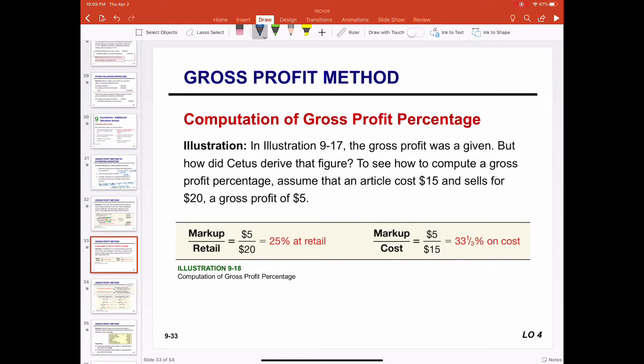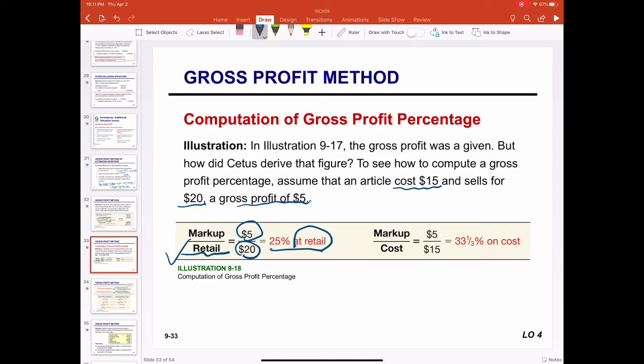So the key here is the gross profit margin. The computation of gross profit percentage depends on the definition. Gross profit can be calculated in two different ways. One is markup divided by retail. The other is markup divided by cost. This example tells us the cost is 15 and the price is 20. The markup, or the gross profit, is $5. If we calculate the gross profit percentage using the first method, it is gross profit divided by the price, 25% at retail.